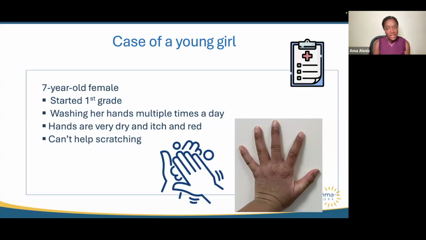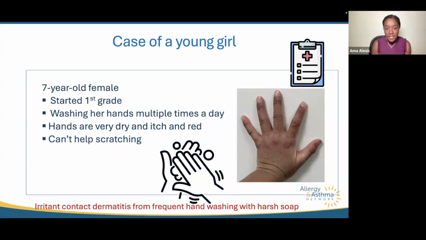So after a few weeks, mom brings in the child and her hands are really dry and red. If you take a look at the picture, you can see some redness on the knuckles. The hand is really, really dry. And she says the hands burn and they're itchy. So what do you guys think is going on? It's irritant contact dermatitis from frequent hand washing with a harsh soap.